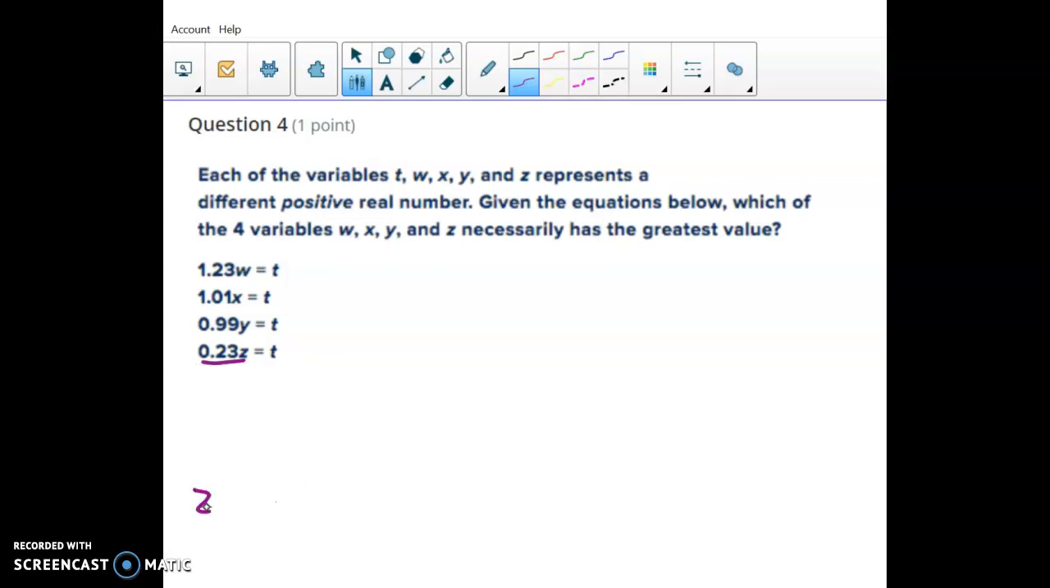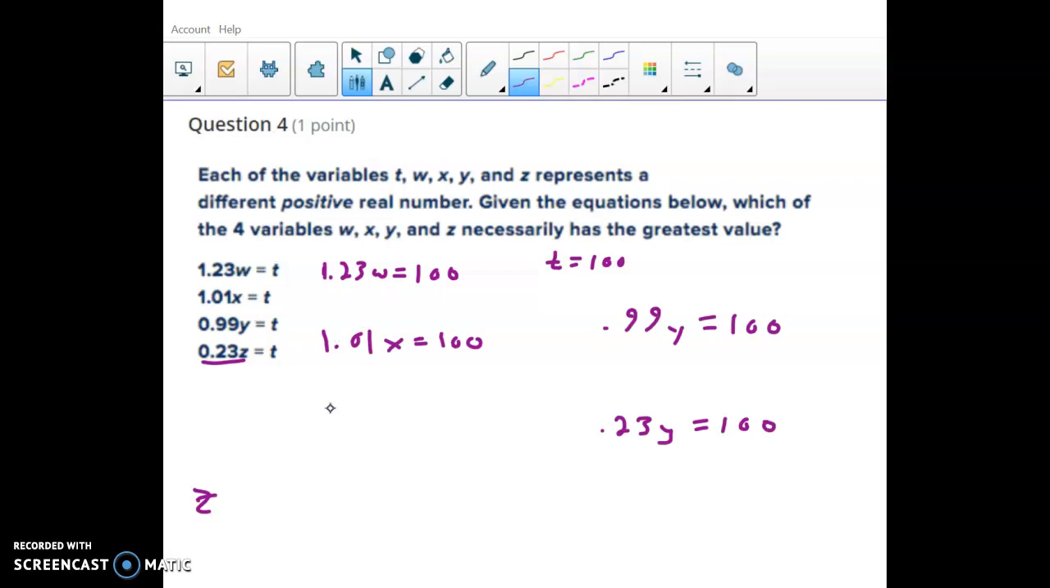Right, so my guess is going to be Z, but I want to verify it, so I would pick T of 100. And again, it really doesn't matter what number you pick, but then we could solve all of these. So I put in 100 for T in all of these and then solve them. There's all your equations with T written as 100, and then you're just going to divide. To get W alone, you're going to divide 100 by 1.23. Here you're going to divide 100 by 1.01. Divide by 0.99, divide by 0.23. So I'm just going to do all those on my calculator.